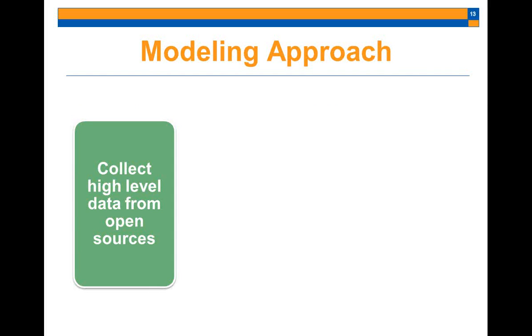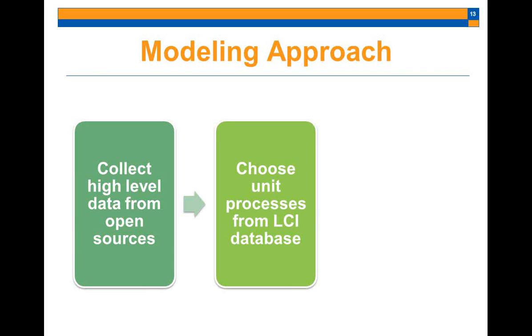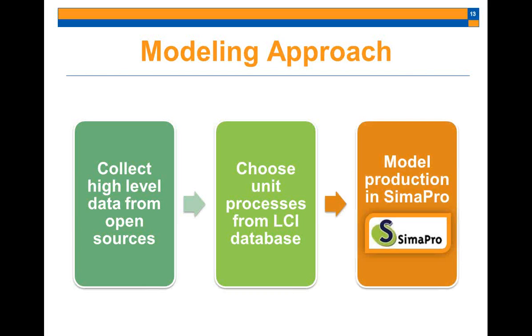Okay, so the modeling approach that we're taking is we're collecting higher level data from these open source public sources that I was talking about in the previous slide, and we'll use these higher level sources to choose the appropriate unit processes from commercial LCA databases, and then model all the processes and finally the product system in SimaPro, which is a commercial LCA software that's used for modeling.